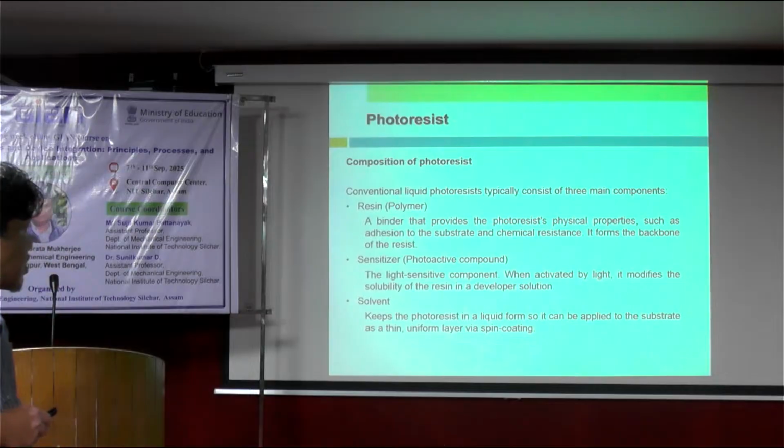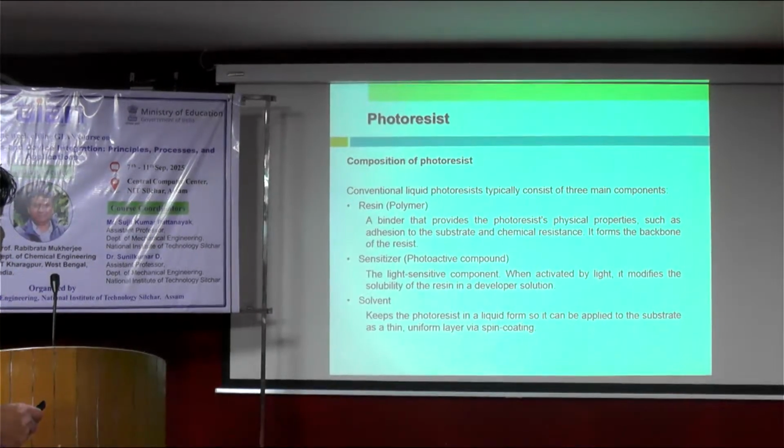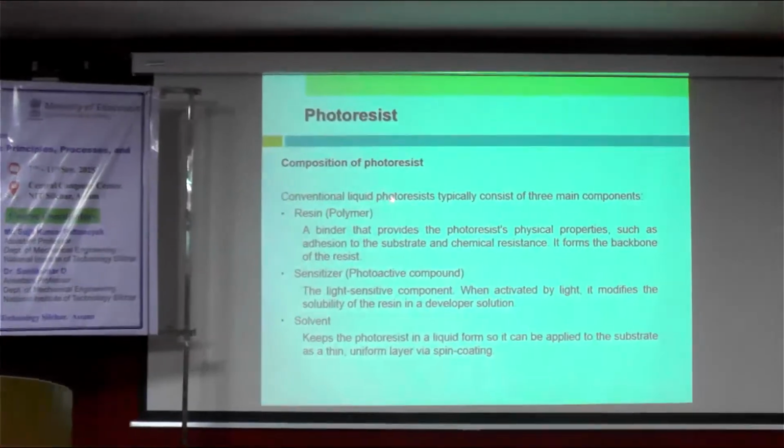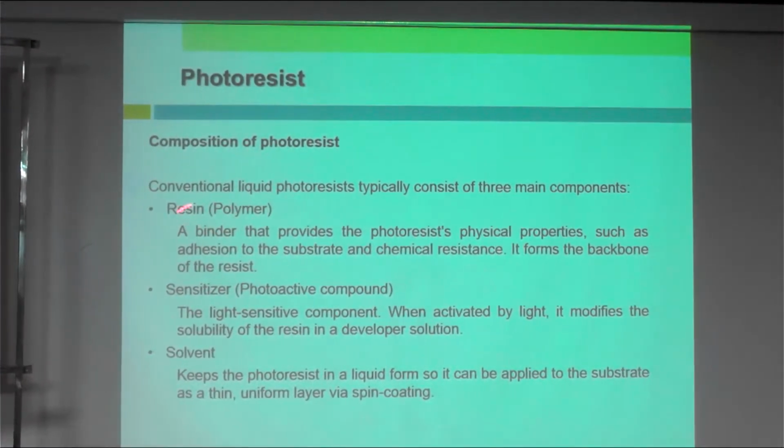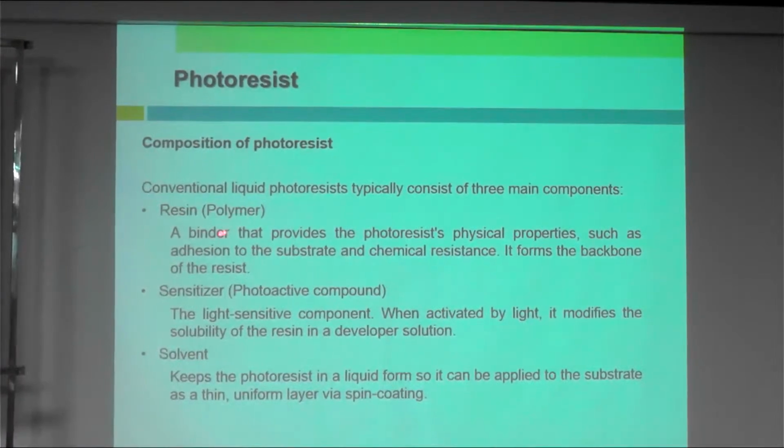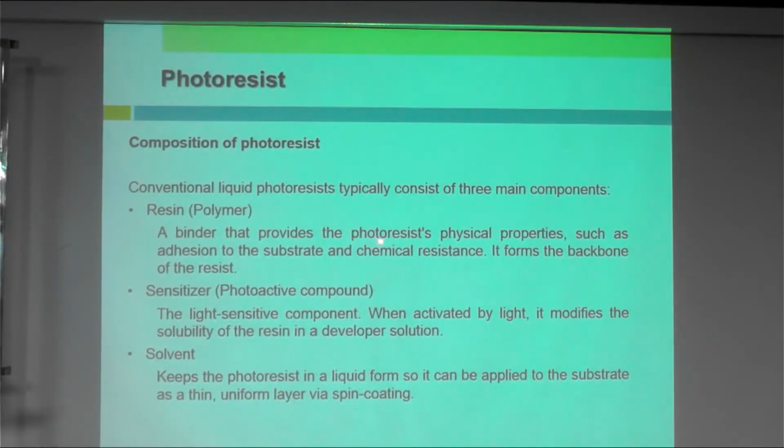So what does photoresist consist of? In the photoresist, the chemical materials: conventional liquid photoresist typically consists of three main components. One is the resin or the polymer itself, a binder that provides the photoresist's physical properties such as adhesion to the substrate and chemical resistance. It forms the backbone of the photoresist. So basically the main component is the polymer itself, the resin.